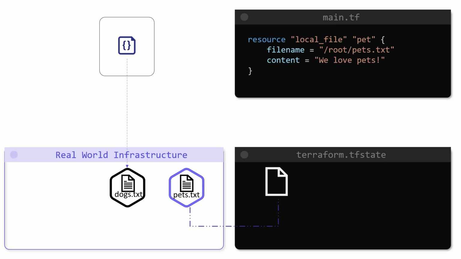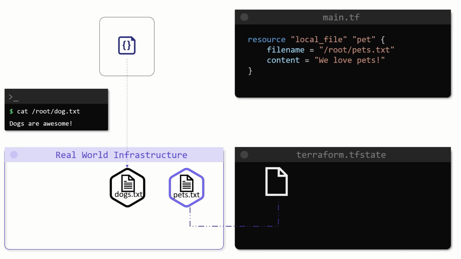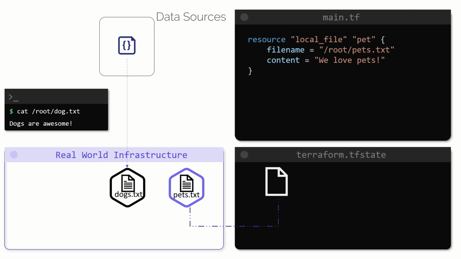The local file resource that Terraform is in charge of is pets.txt under the root directory, and it has no relationship with the local file called dogs.txt, which is also created under the /root directory. The dogs.txt has a single line that says "dogs are awesome." We would like Terraform to use this file as a data source and use its data as contents of our existing file called pets.txt. If we want to make use of the attributes of this new file that is created by the bash script, we can make use of data sources.